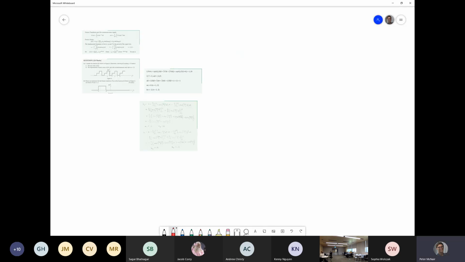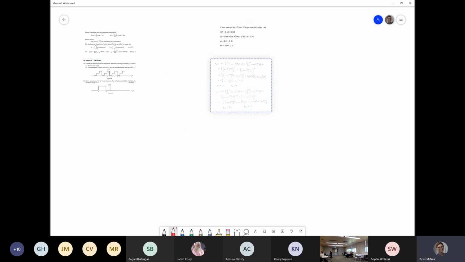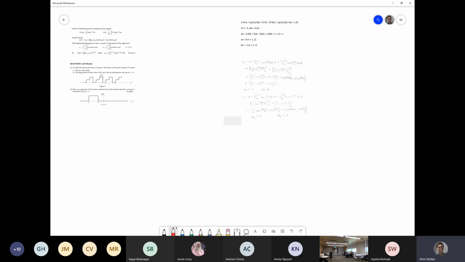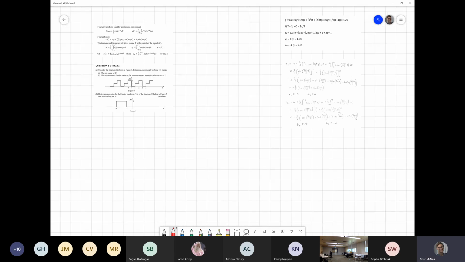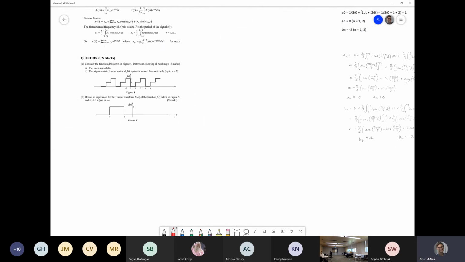Okay, cool. So here is a Fourier transform question. Commonly you'll get question 1 of your exam might be power, question 2, Fourier transform, question 3, some form of resonance, question 4, wildcard. Have a look through the past papers, but this is a very common example that we might see.